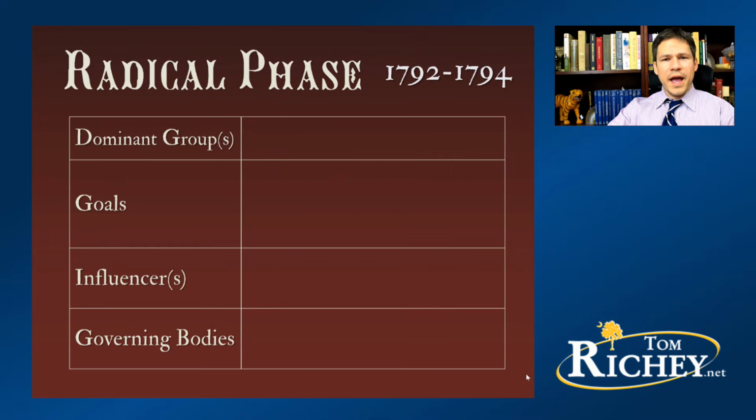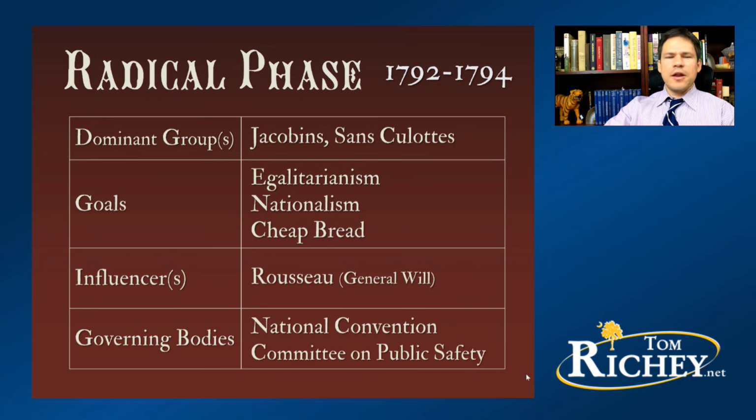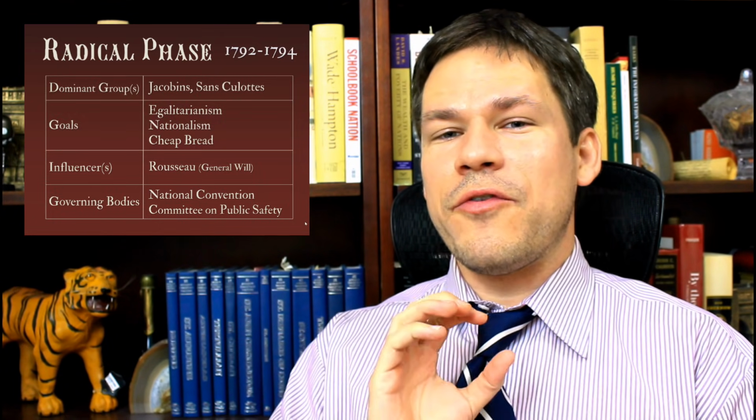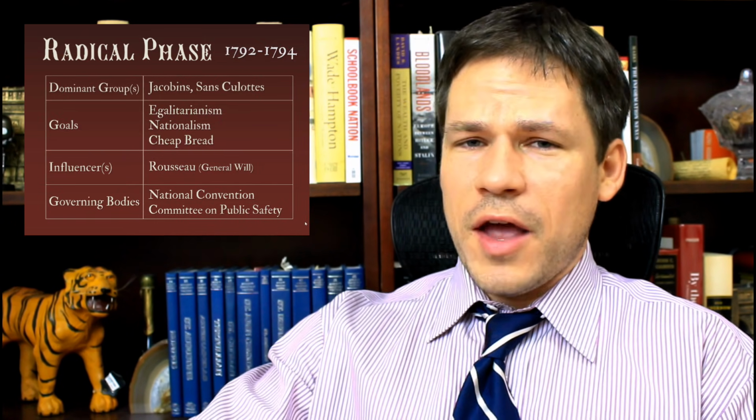Now moving on to the radical phase, where you're going to see the rise of the Jacobins and the sans-culottes, the goals being more along the lines of egalitarianism, nationalism, cheap bread. The influencer, really Rousseau, and especially his idea of the general will, is going to be a big influencer during this radical phase. And the governing bodies during the radical phase being the National Convention and the Committee on Public Safety. Now, what we're doing here is we're going to see how this revolution moved from liberal to radical. And then in the next segment, I'm going to discuss the Reign of Terror in detail.